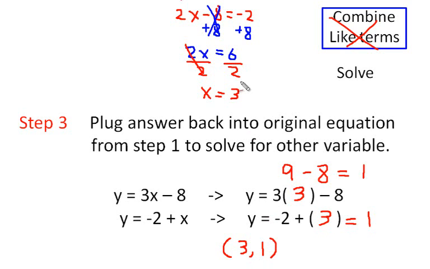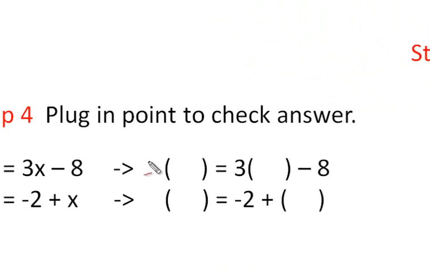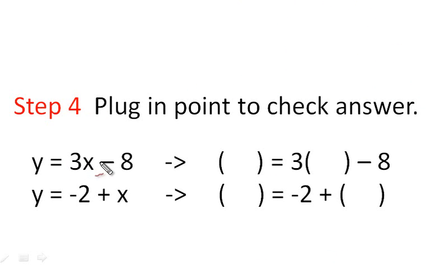And like I said, since these lines are not lines that coincide, this is a single solution because these are intersecting lines. Okay, so now to check our solution, we're going to plug this point back into the original equation. So we had y equals 3x minus 8 and y equals negative 2 plus x. So let me go ahead and write my point down here. It was 3, comma 1 was our solution. So for x I'm going to plug in 3, for y I'm going to plug in 1. So these are both y equals, so 1 equals, and my x was 3.